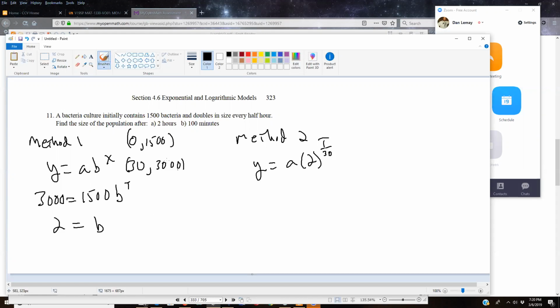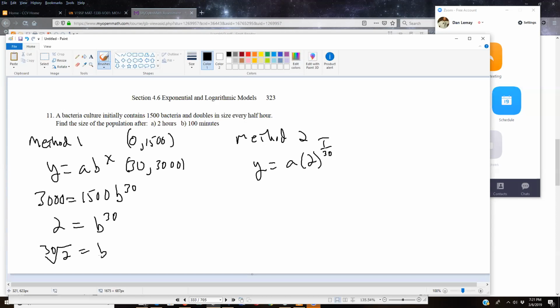And actually, you know what? I messed up here. I'm realizing now. You probably caught it when I said that. When y is 3,000, x is 30. So I should have done that. But I knew I was wrong because I had two variables there. I'm going to take the 30th root of 2, and that'll be my base.